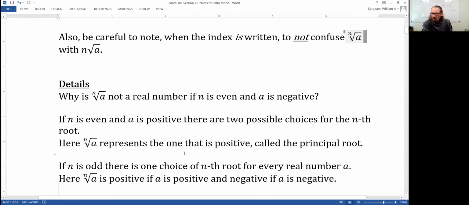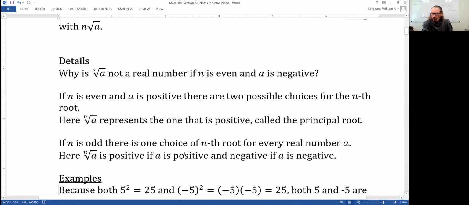Now, on the other hand, if n is odd, there's just one choice for the nth root for every real number a as a radicand. So the nth root of a is positive when a is positive, and it is negative when a is negative, when you have an odd index.